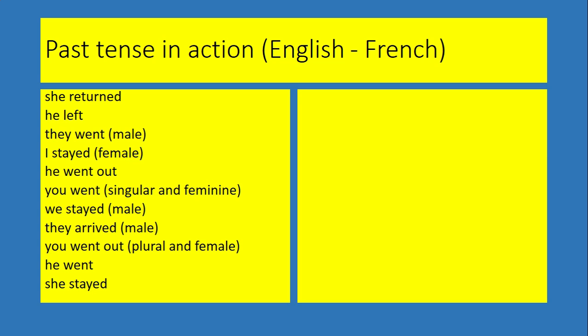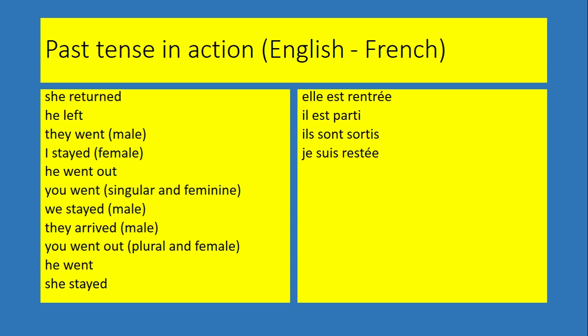Here are the answers. She returned, elle est rentrée, add an extra E because the subject's feminine. He left, il est parti. They went, ils sont sortis. That should be they went out, ils sont sortis, but notice they went would be ils sont allés. So apologies for that, but notice that the S is added onto the participle.